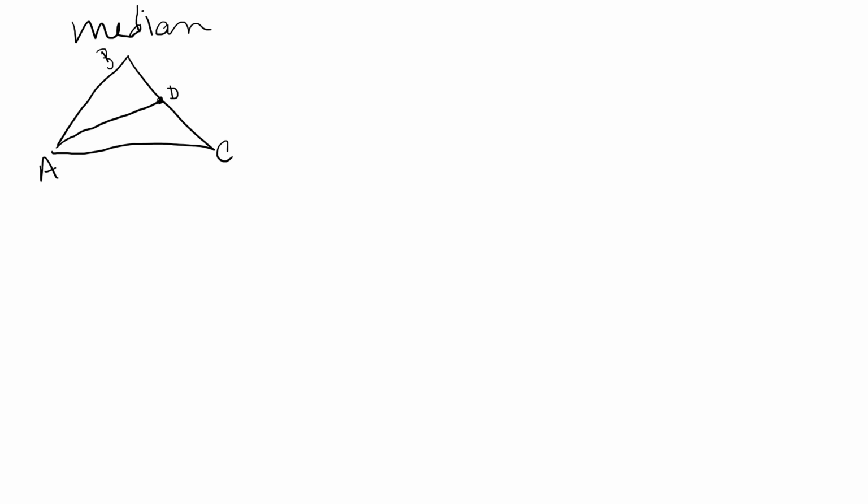And what I would know then, because D is a midpoint, is that BD is congruent to DC. And so I can write that here. BD is congruent to DC. So a median goes to a midpoint. The other thing that you need to know is what an altitude is.